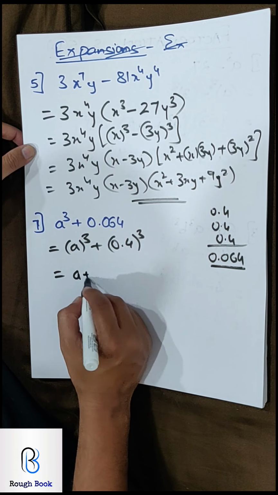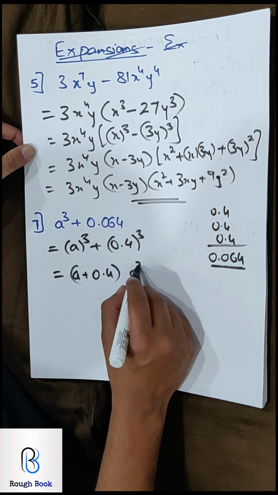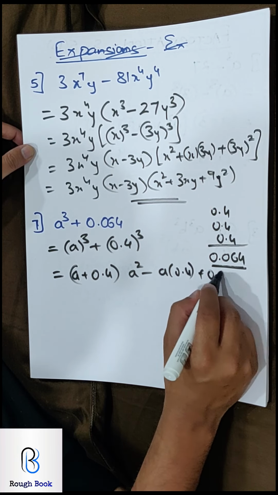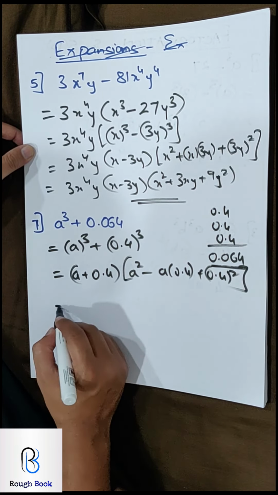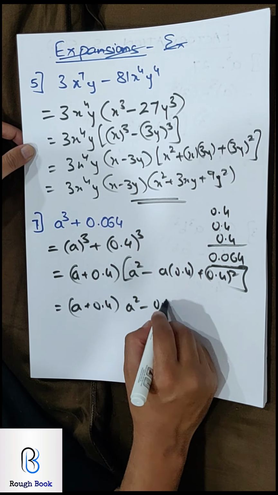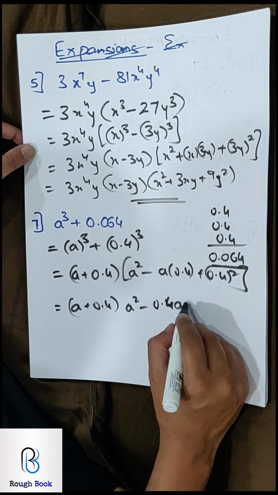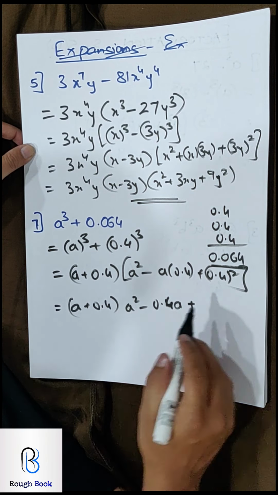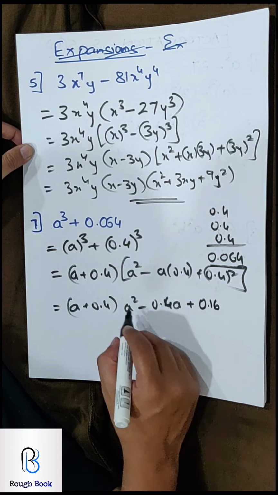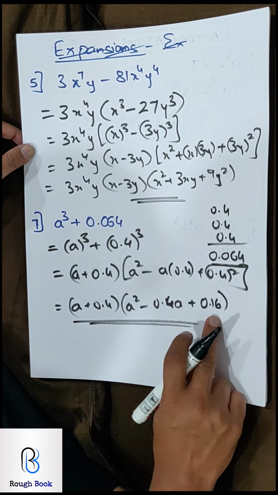Now apply the formula. So A plus B, A square minus AB plus B square. So what should my final answer be? A square minus 0.4A plus 0.4 square is going to be 16, but 2 decimal places, so 0.16. Don't forget that 1 decimal place you mess up, your entire sum will go wrong.